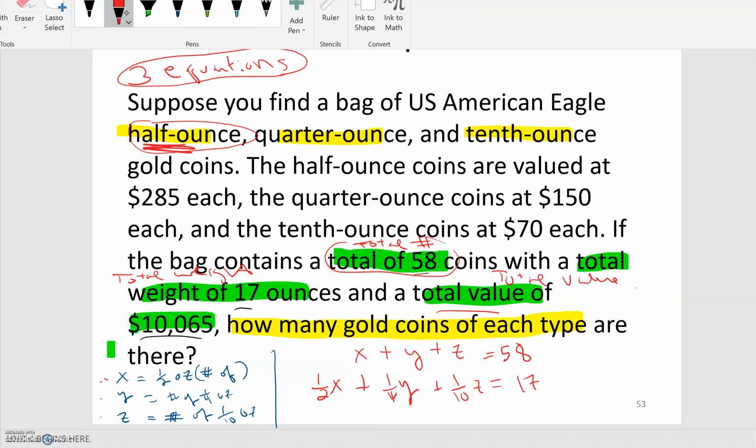Finally, we have a value equation, which is going to be the same as our other value equations in other problems, which is value per item times number of items contributed. The total value is 10,065. And we don't need to multiply that by anything, because that is the total value. We don't multiply that by 58 or anything like that. $10,065. And then for the half ounce coins, they are worth $285 each, so that's 285 times X. Quarter ounce coins are 150 each. And the 1/10 ounce coins are 70 each.